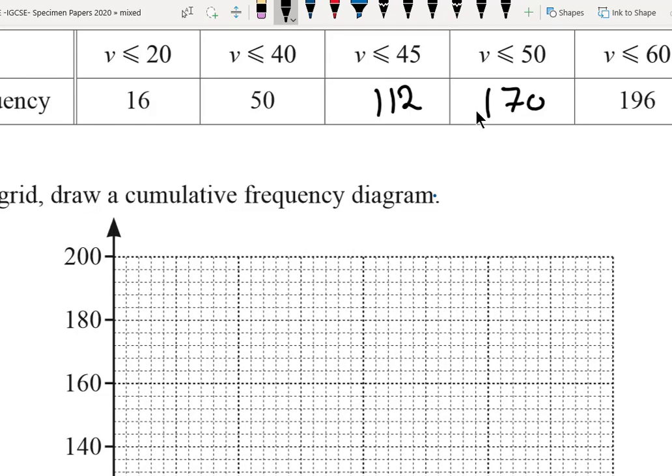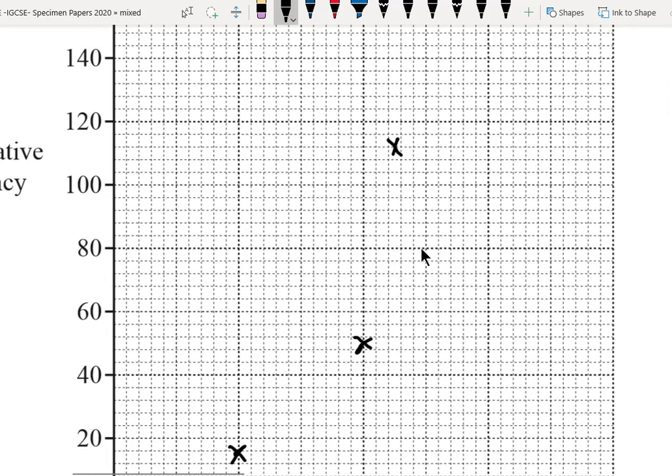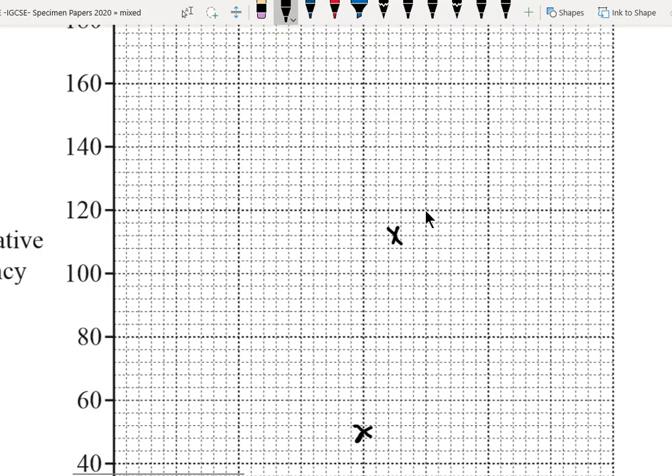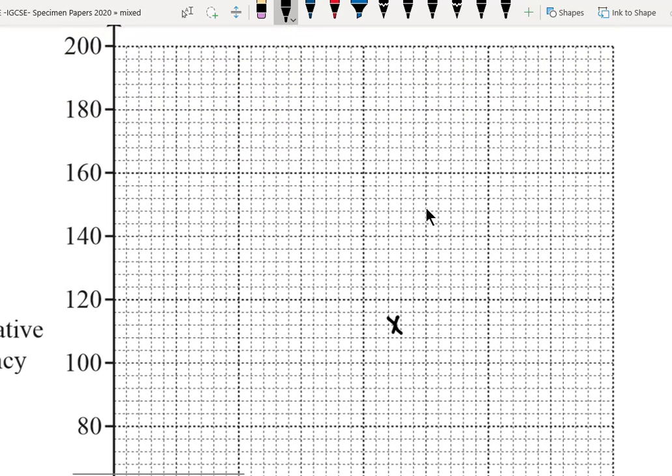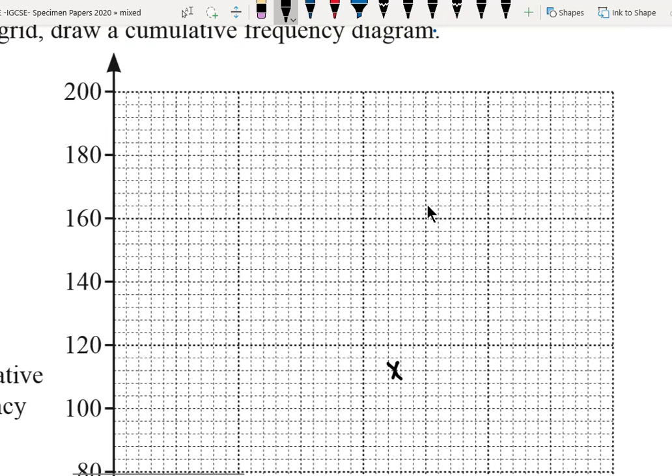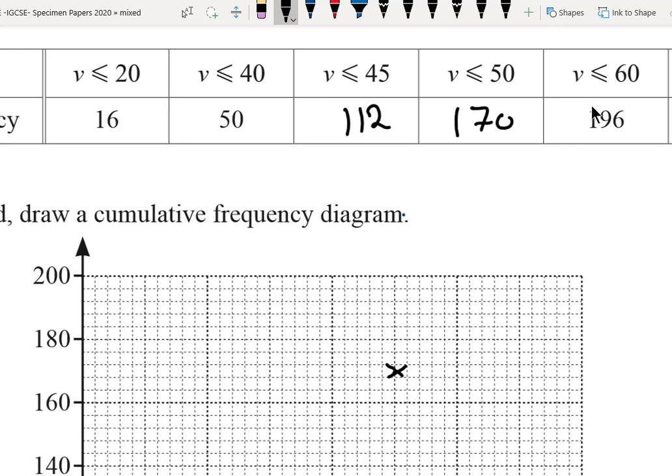Here exactly. Then 50 with 170. This is 50, this is 50, and then 170 will be between 160 and 180. 1, 2, and here. Then 60 with 196. 196 is less than 200 by just 1 square, by just 4 cars. And finally 80 with 200.